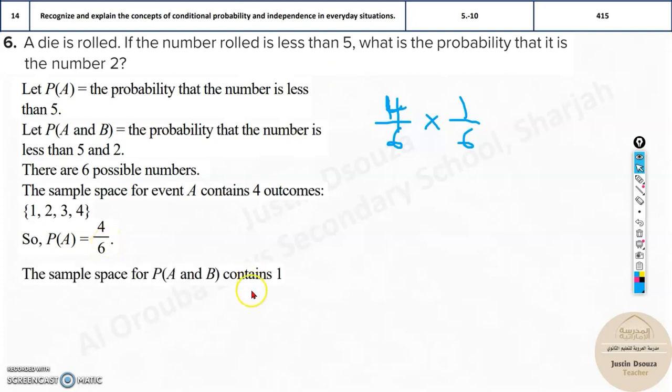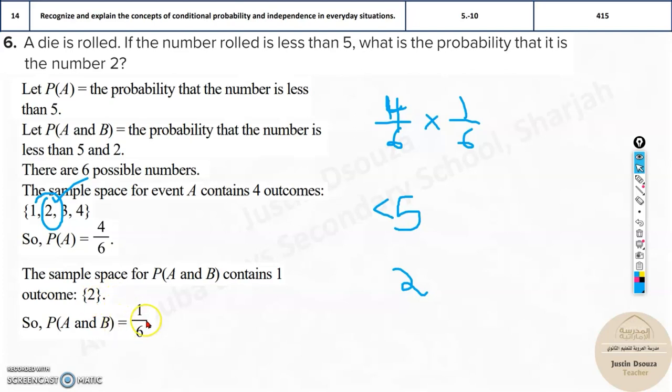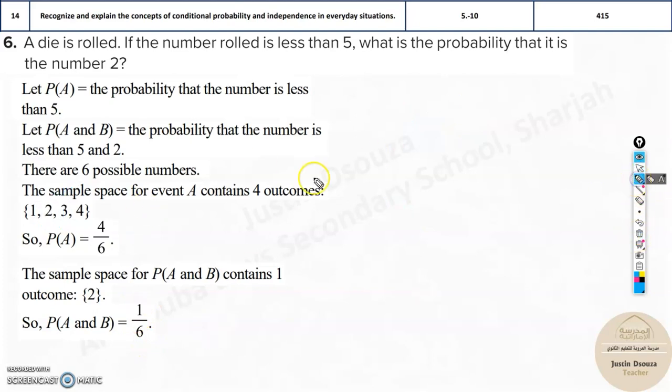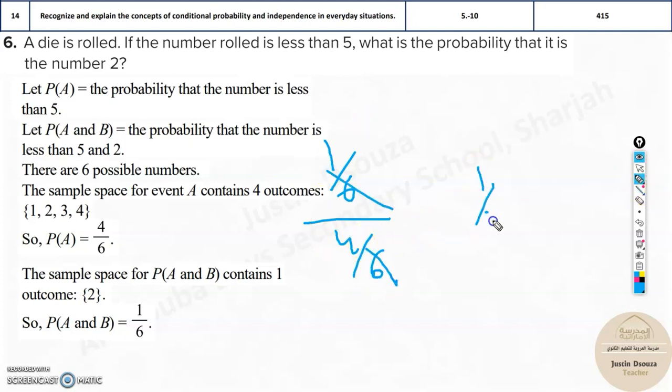Now, what is the sample space of possibilities of A and B? That is, a number is less than 5, and it is 2. There is only one possibility, isn't it? It can be only 2, that's it. 2 is not repeated, so it's only 1. Okay, the only possible outcome is 2, so it's 1 divided by 6. Total possibilities in a die is 6. Now all you need to do is divide 1 by 6 and 4 by 6. So it's 1 by 4. This cancels off and you'll get 1 by 4.